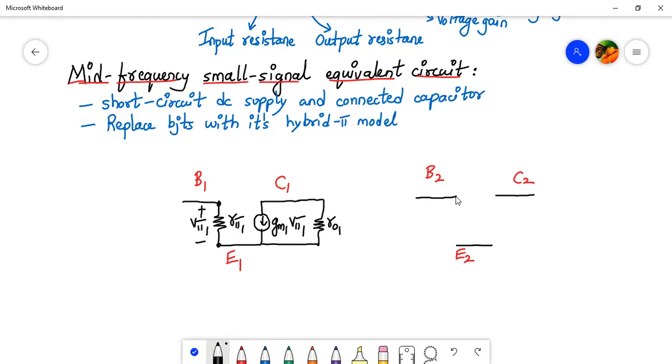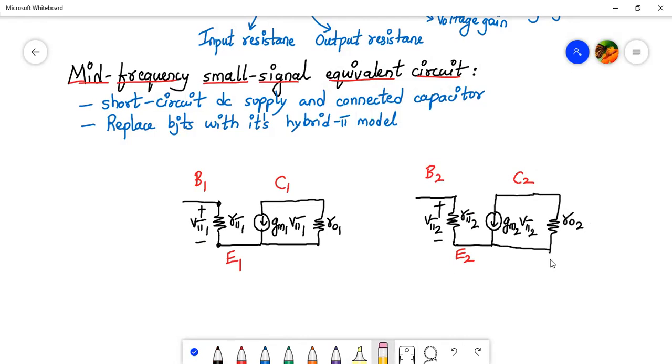Similarly, we'll complete it for the Q2 transistor. Here we'll have R pi 2. Why? Because we have two stages, that's why we cannot call them both R pi. So I'll call it R pi 2, and this voltage will be V pi 2. Between the collector and the emitter, we'll have a voltage dependent current source. We can call it gm2 into V pi 2, and also we can mark ro2 over here. Okay, so the hybrid pi model was covered in the previous lectures, so I'm not repeating that again.